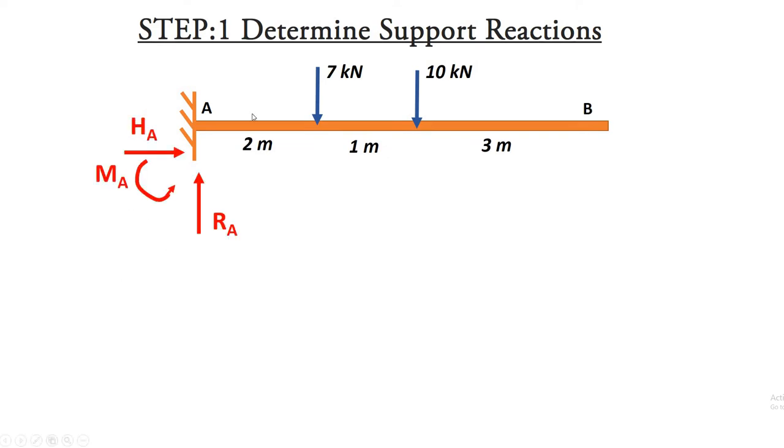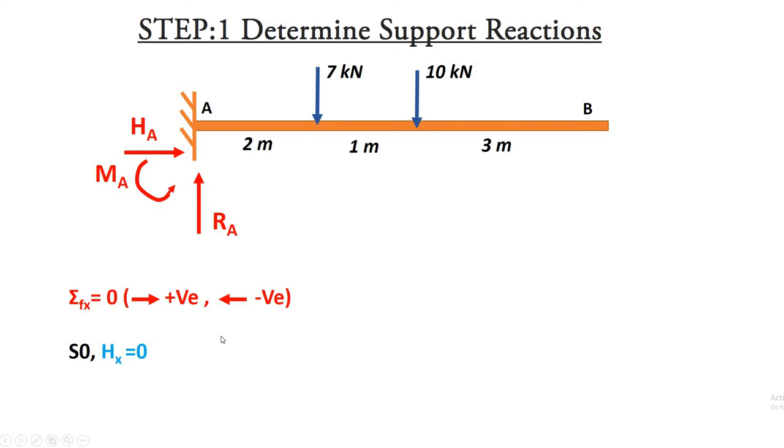Okay, so for this fixed support, how many reactions are there? We have 3 reactions, right? Vertical, horizontal and moment. So let us determine all 3 reactions. For determining reactions, we have 3 equilibrium conditions. First is sigma Fx equal to 0, right side positive, left side negative. So we have only one horizontal force, that is HA.